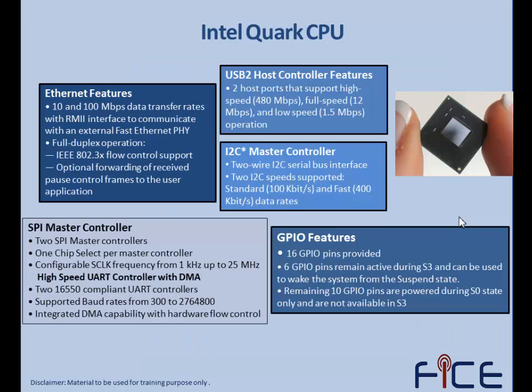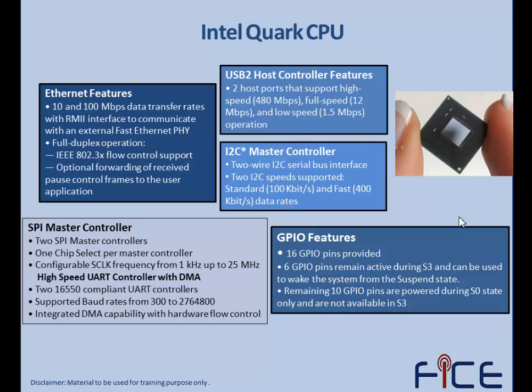So let's summarize what it has in total. When we talk about IoT applications, we definitely require support of Ethernet. Getting data from one device to another device, wirelessly or by an Ethernet medium, is very important. And Intel Quark supports 10 to 100 Mbps data transfer rates. It has the complete IEEE 802.3x standard, and it has full duplex operation. Similarly, it has support of an I2C master and USB 2 host controller, with a speed of 480 Mbps, full speed 12 Mbps, and low speed 1.5 Mbps operations.